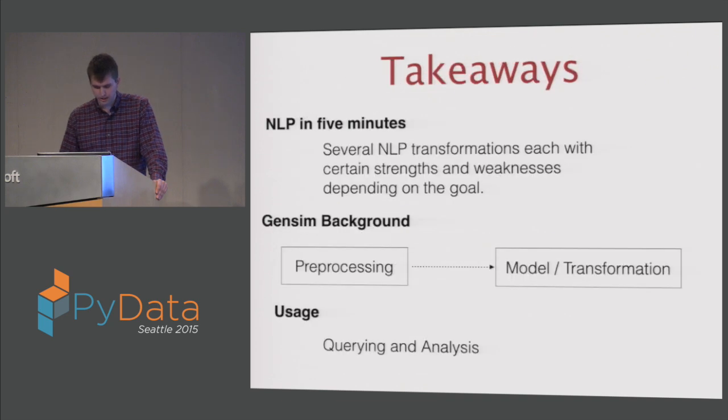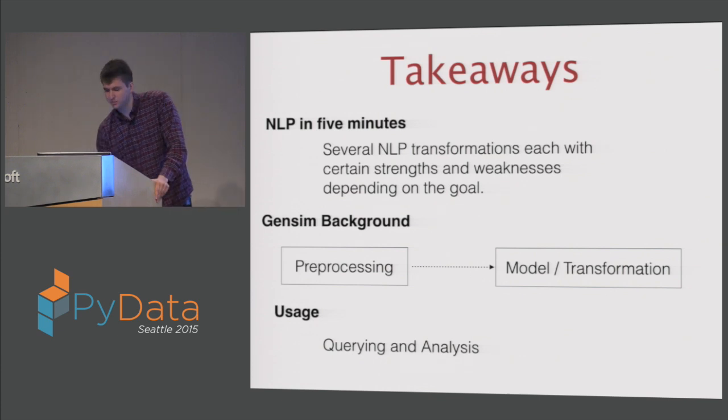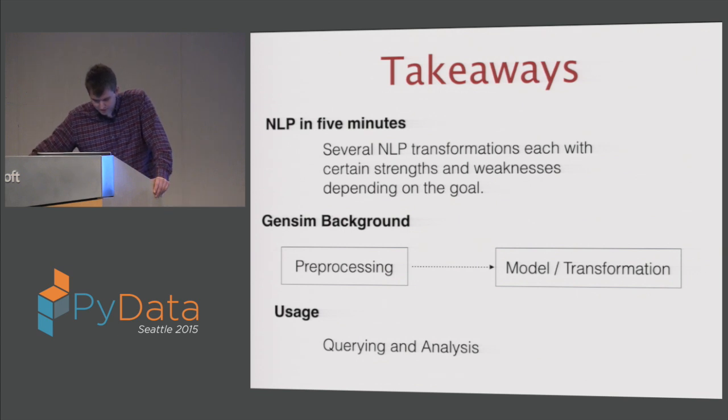So real quick, the takeaways. Hopefully you got enough of an introduction to NLP to be, quote unquote, dangerous. NLP transformations have different strengths. There's the querying side, which I talked about with the word2vec example. There's LDA, which is more probabilistic, which might be nice for analysis and interpreting results.